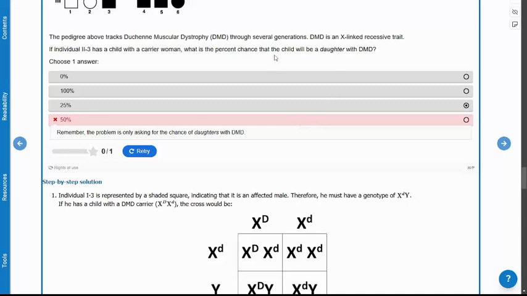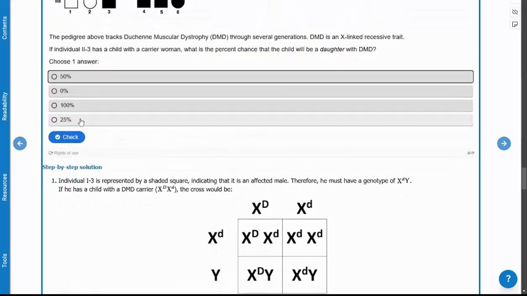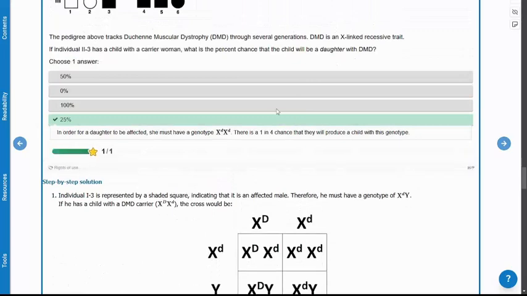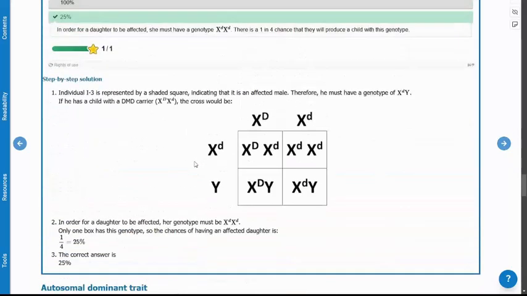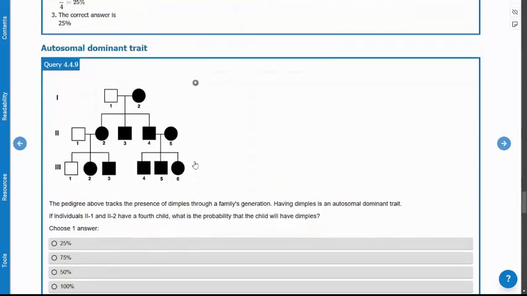Oh. The child will be a daughter and with DMD. Okay, so yeah, that was my problem. We're gonna go ahead and give the correct answer here. I was thinking, what's the probability that the child is a daughter with DMD, instead of a daughter and DMD. So guys, read your question. That was a big mistake. Oh, went wrong. Biology scholar lost already.